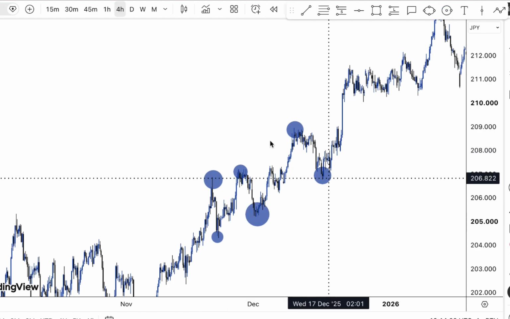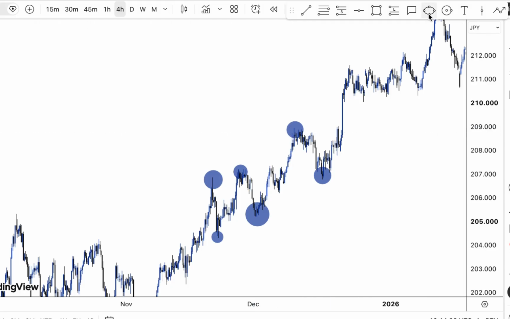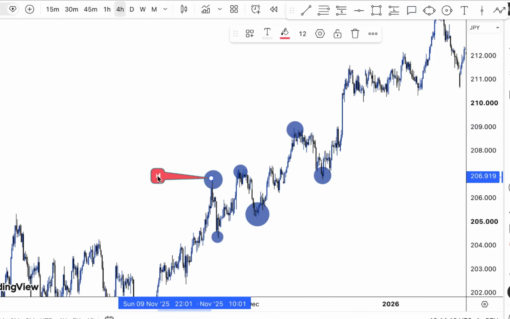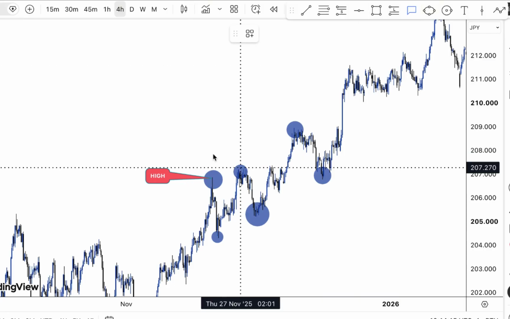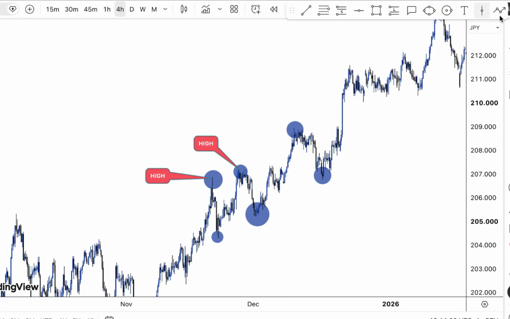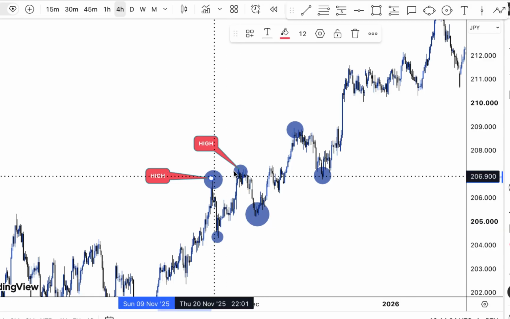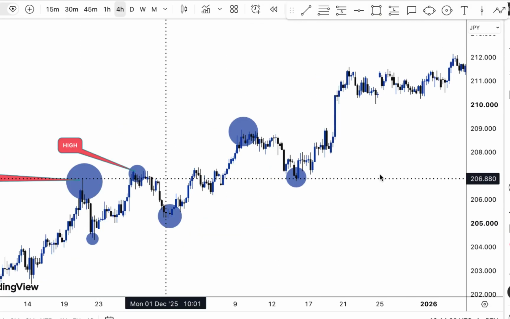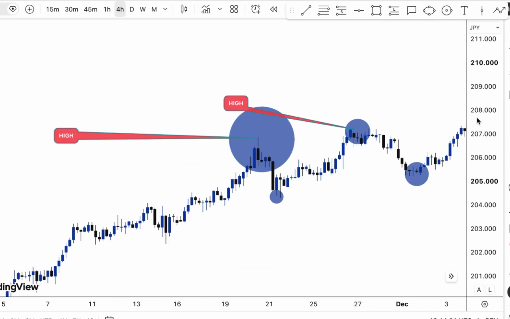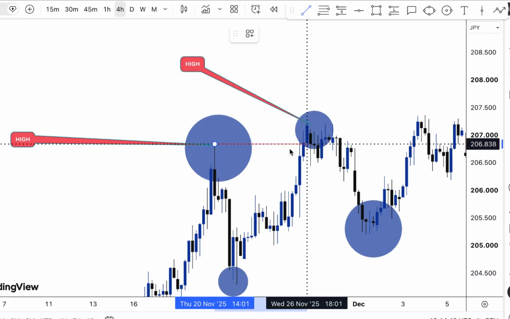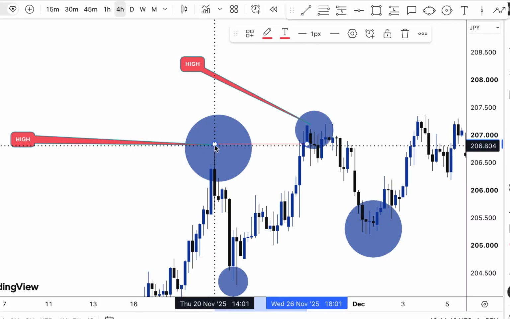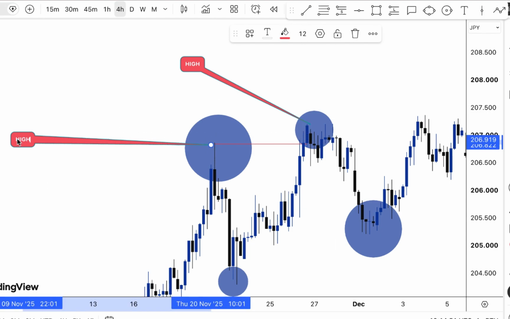So you can see the market is making a series of higher highs. What do I mean by higher highs? I'm going to label this so you can see. This is a high, and we have another high here. Let me zoom in. If you see these two highs, you can see this particular high is higher than this one. If we draw a line now, you can see there is a break above the previous high. So this one is the previous high and this one is the current high.